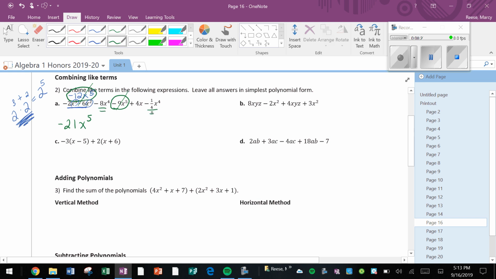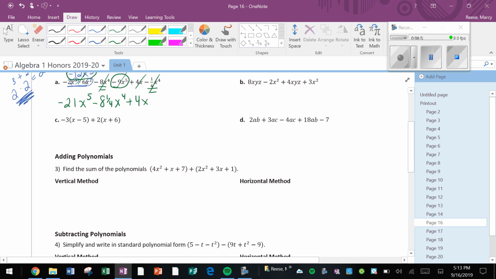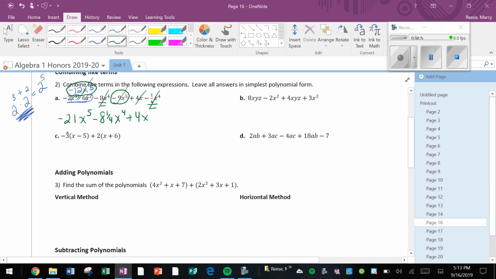X to the 4th. X to the 4th, there's 2 of them. And you read it just like this. Negative 8 minus 1/4. So negative 8 and negative 1/4 or minus 1/4 is going to be negative 8 and a 4th. X to the 4th. Crossed them out because I used them. And the only one left is plus 4x, and it has nothing to combine with. Okay, so see why I'm crossing them out? Make sure you've used every single term, right? Every single term. I'm going to let you try B, C, and D. I'm going to tell you a little something about C, though. Make sure that you do a distribution first, and then you can combine like terms. Okay?